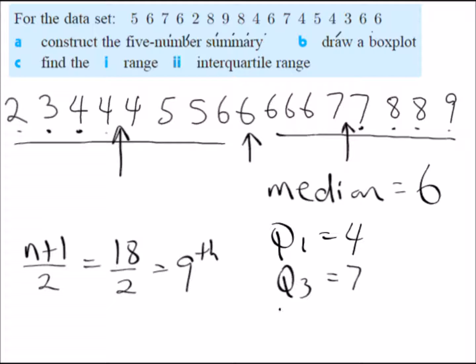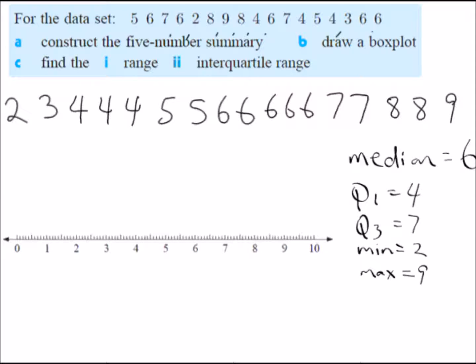Our max and min are easy enough. The minimum value is the smallest, which is 2, and the maximum value is the largest, which is 9. So now we can use those 5 numbers to draw a box and whisker plot. So the first thing we need is a scale. So I've got a number line, so I need to graph between 2, my minimum, and 9, my max, so that the number line will cover those values.